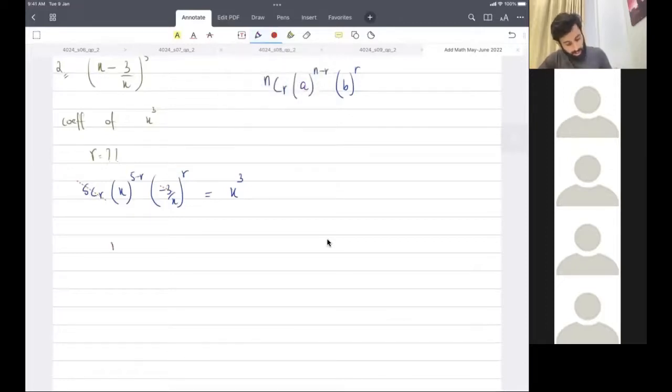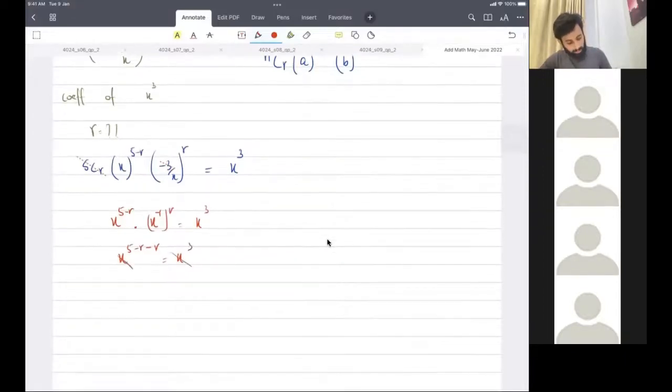So x to the power 5 minus r into x raised to the power minus 1, to the power r, is equal to x to the power 3. Okay, let's see where this takes me. x to the power 5 minus r is equal to x to the power 3.